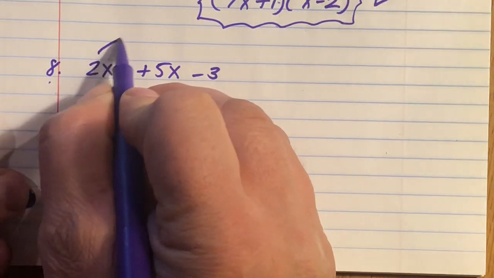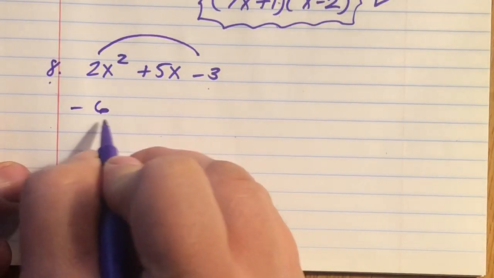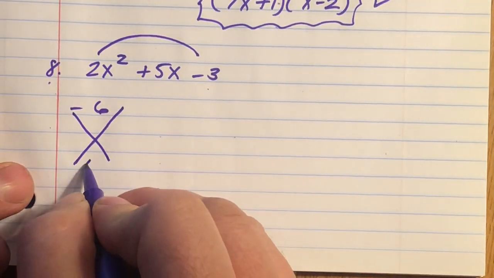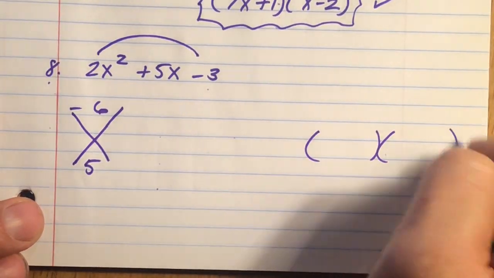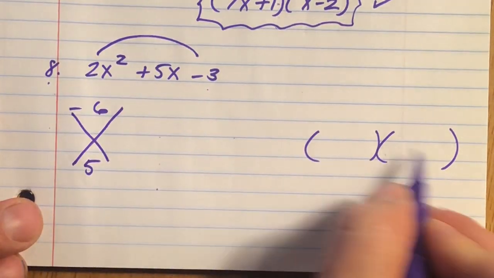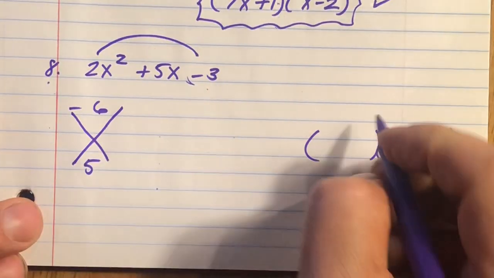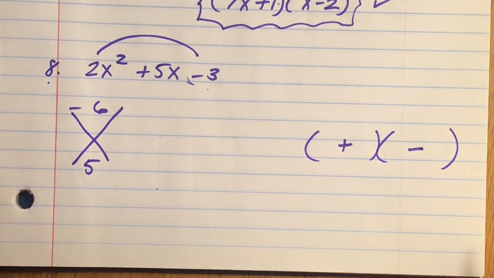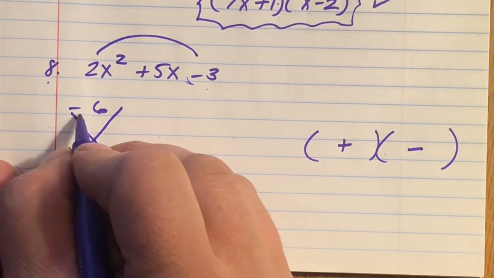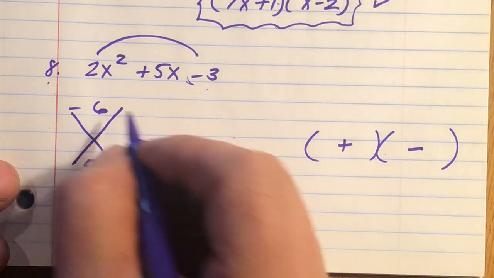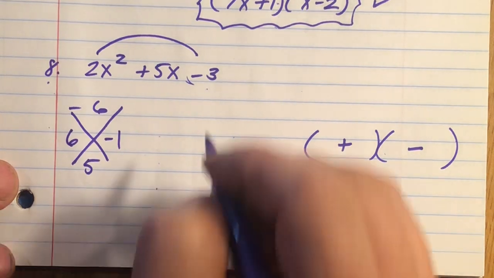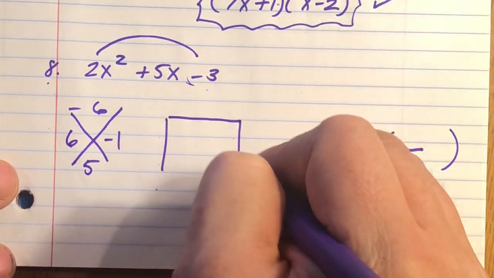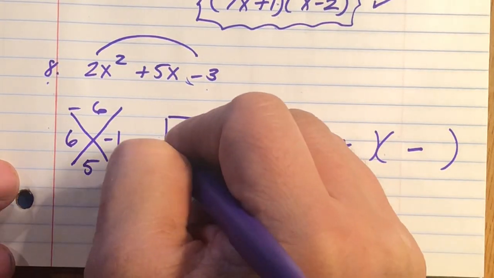We're going to multiply these two together. We get negative 6. I'm going to add up to a 5. Once again, I know that my factors are going to have different signs. One's going to be a plus, one's going to be a minus. So two factors that multiply to negative 6 and add up to 5. What about a positive 6 and a negative 1? That works. And we'll finish off here with an X box.